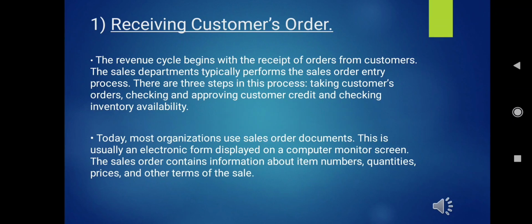There are 3 steps in this process. First, taking the customer's order, and then checking and approving customer credit. Lastly, checking inventory availability. Today, most organizations use sales order documents. This is usually an electronic form displayed on a computer monitor screen. The sales order contains information about item numbers, quantities, prices and other terms of the sale.